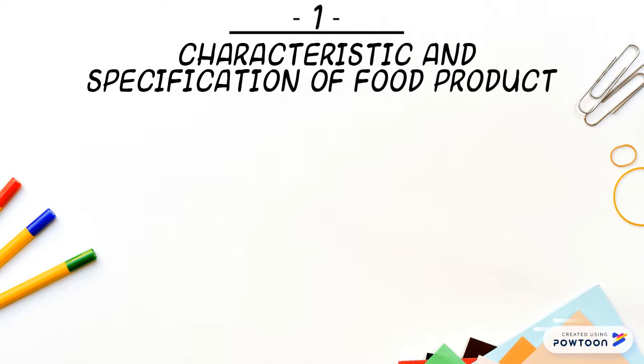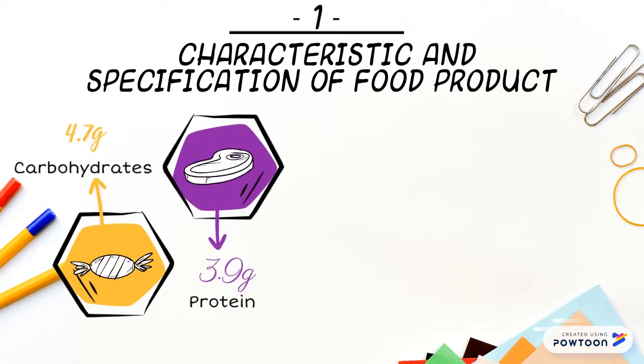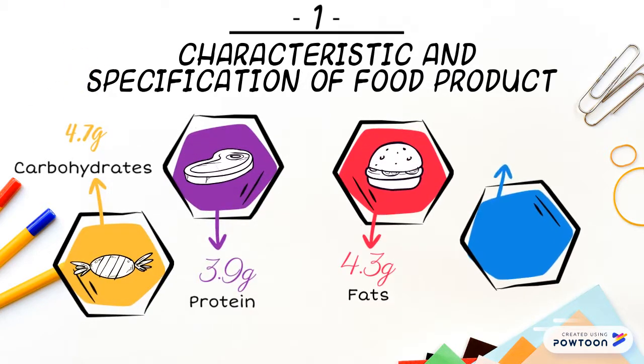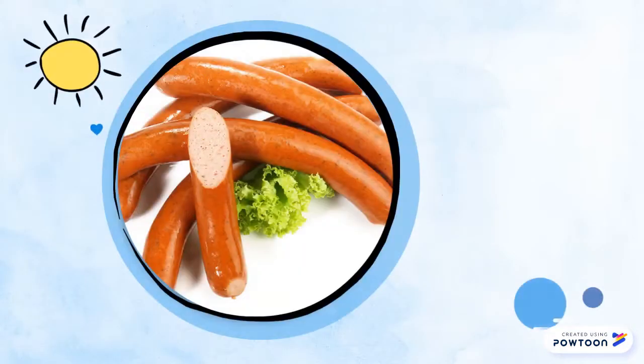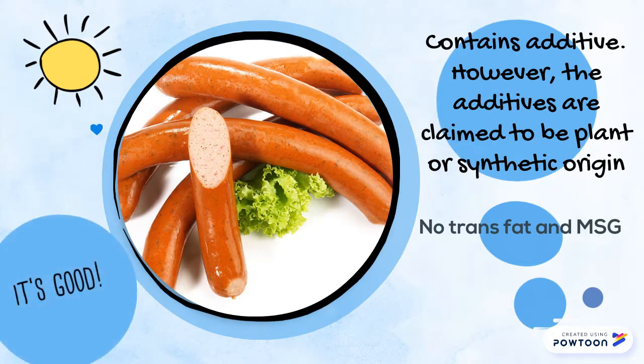By consuming one serving of frankfurters, 4.7 grams of carbohydrates, 3.9 grams of protein, 4.3 grams of fats, and 73 calories are gained. The specification is that frankfurters contain additives. However, the additives added are claimed to be of plant-based or synthetic origin. It does not contain trans fat and MSG as well, hence it is good.